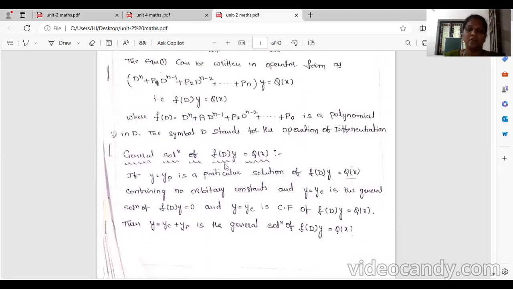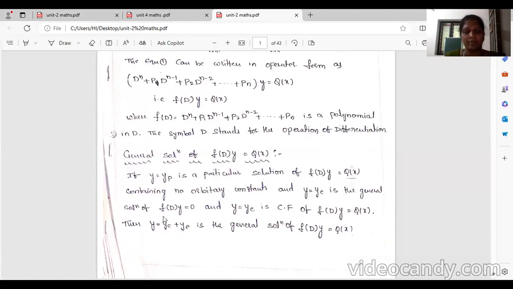Then the general solution of F(D) y = q(x). F(D) y = q(x) means a higher order linear differential equation with constant coefficient. This equation has two solutions: the first one is the complementary solution and the second one is the particular integral. So y = yp is a particular solution of F(D) y = q(x), the total equation, that is the particular integral.